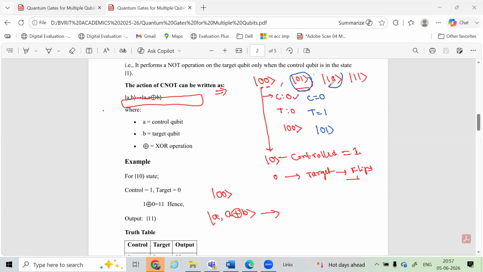Similarly, in case of 1, 0, see here, the control is 1 and the target is 0. But as we mentioned, if the control is 1, then the target flips. So the 0 changes to 1, giving 1, 1. Similarly here, the control is 1, the target is 1, but the target flips, right? Then the final state: if it is the 1, 0 state, it becomes the 1, 1 state. If it is 1, 1, it becomes the 1, 0 state. Based on this information, we are applying the truth table.